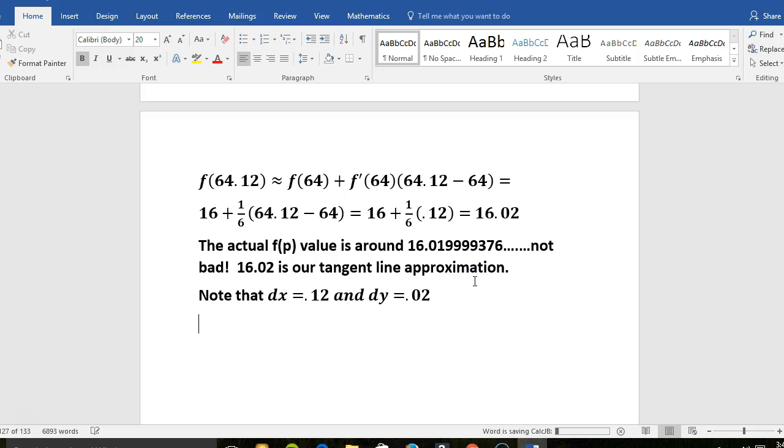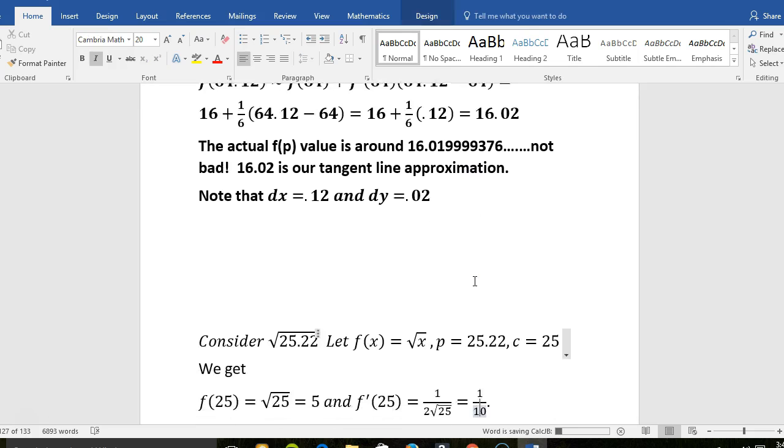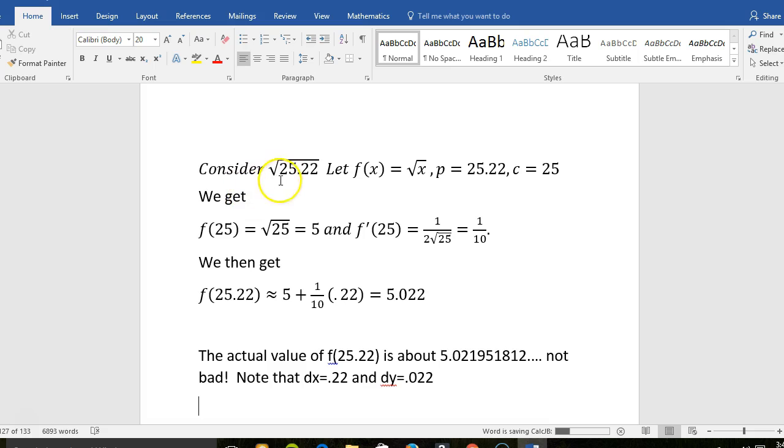Now let's see if I've got another example rolling here. Consider the square root of 25.22. Hey, that's not too far away from the square root of 25. So 25.22 is pretty close to 25 itself. This is screaming for us to let f of x equal the square root of x, because we're doing a square root function. Now p is the exact 25.22, and c is 25, the guy we're close to that's going to behave well. Now, f of 25 is the square root of 25, that's 5 itself.